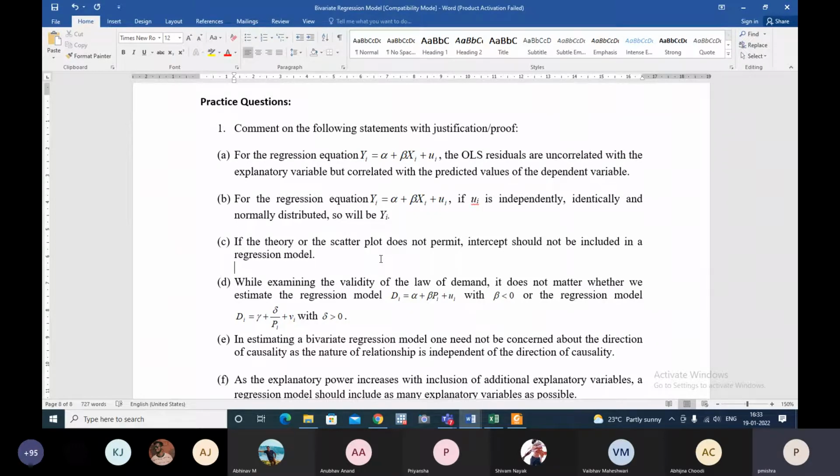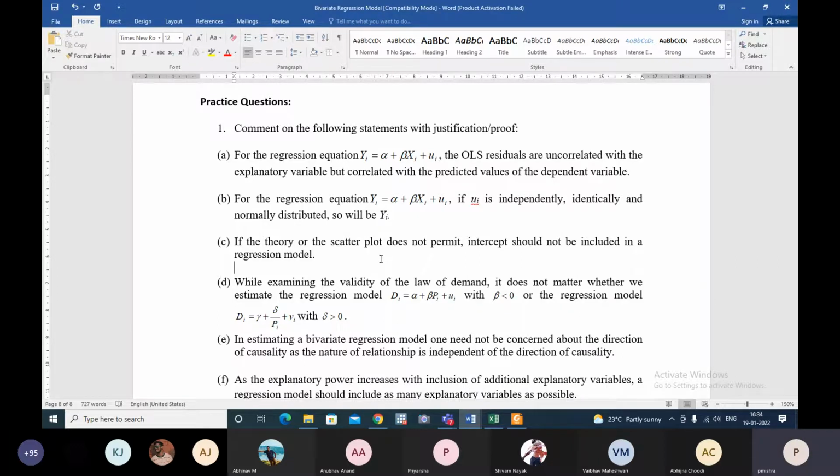If the intercept is estimated and alpha is not statistically significant, that means it is not statistically different from 0. We are not saying it is equal to 0. We are saying it is not statistically significantly different from 0. Next question.